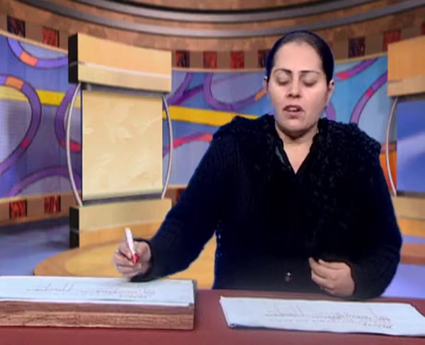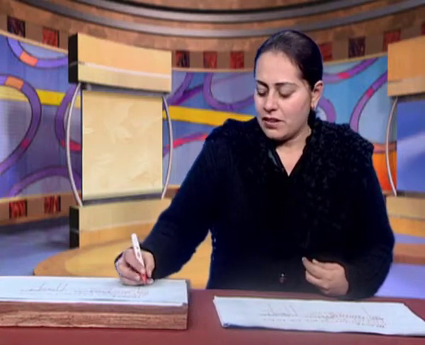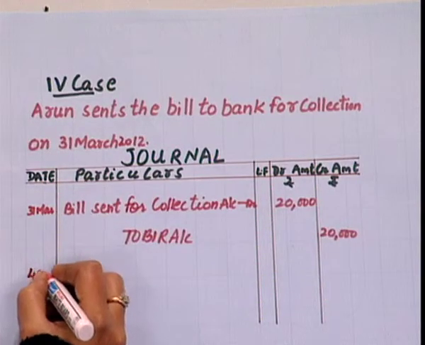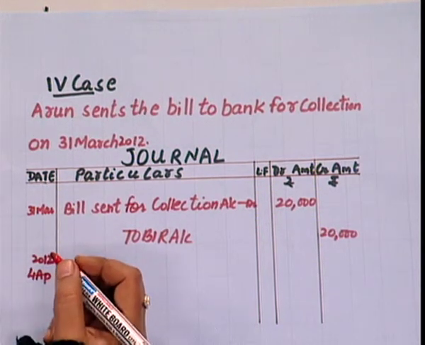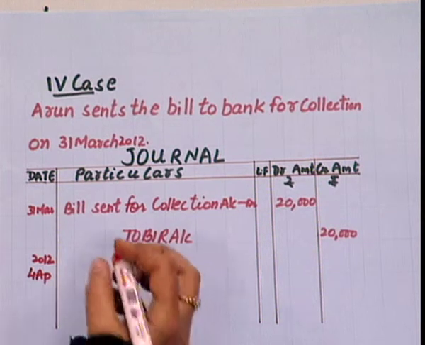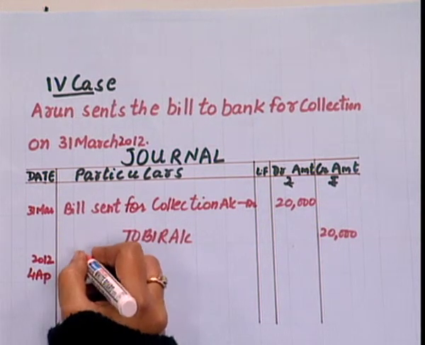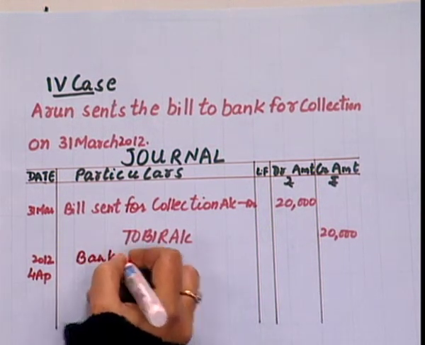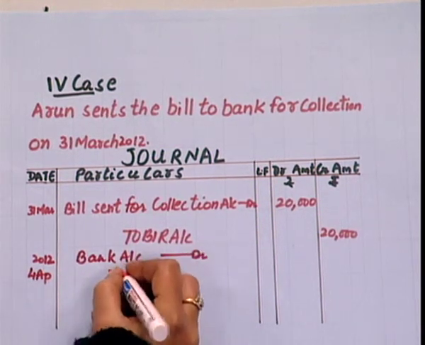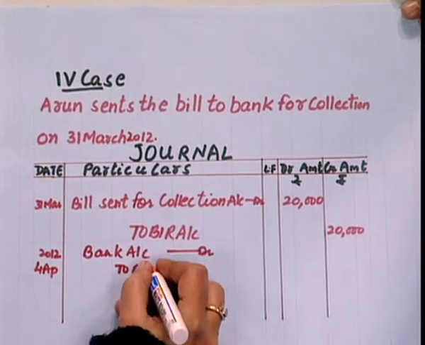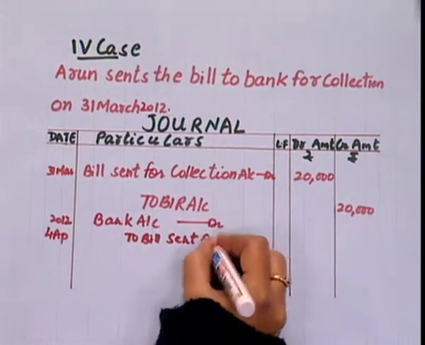Now, on receiving the advice from the bank that the bill has been collected on the due date, that is the 4th of April 2012, the following entry will be passed in the books of Arun. Entry is bank account debit to bill sent for collection account rupees 20,000.